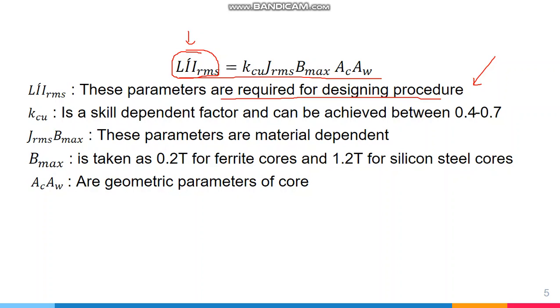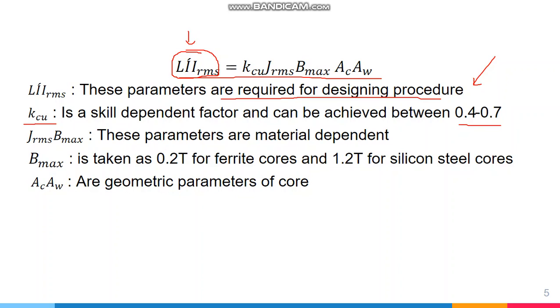And this KCU is a scale dependent factor, and it can be between 0.4 to 0.7 when winding by hand. So if you are winding this copper wire by hand, it can vary between 0.4 to 0.7. If your skill is very good and you are being really careful in the winding of this inductor, you can achieve up to 0.7.